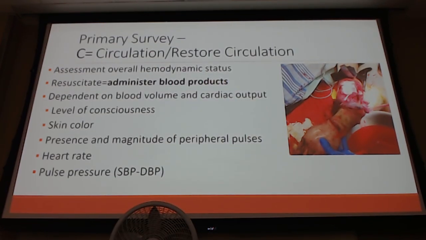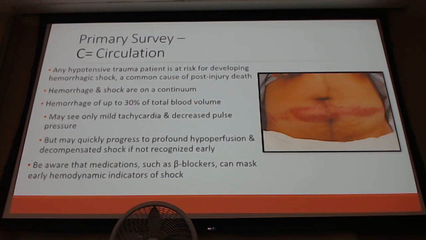All right, so we also want to check their overall hemodynamic status. So do I have a blood pressure? What's their pulse rate? How's their skin color looking? How are my peripheral pulses? We can also look at pulse pressure. Is it narrow? That can be a sign of hemorrhagic shock, or another indication of hemorrhagic shock that we need to address. And then level of consciousness is a big one as well.